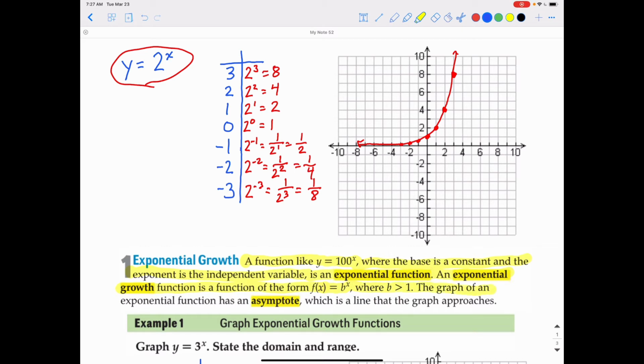The graph of an exponential function has an asymptote, which is a line the graph approaches. So the x-axis is referred to as an asymptote. Very important definition right there, asymptote. It is a line that the graph approaches, but it never reaches. So you saw on the Desmos graph that I showed you that it kept getting closer and closer to the x-axis, but it never actually touched it.